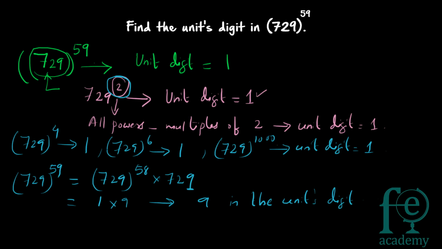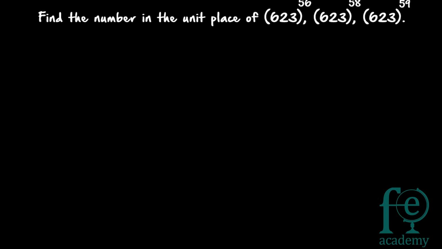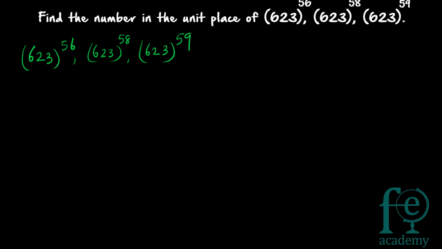Now second question: find the number in the unit place of 623 raised to 56, 623 raised to 58 and 623 raised to 59. So you are asked to find out the unit digit of 623 raised to 56, then 623 raised to 58 and 623 raised to 59. So 623 is the base number here, and the base number is an odd number.